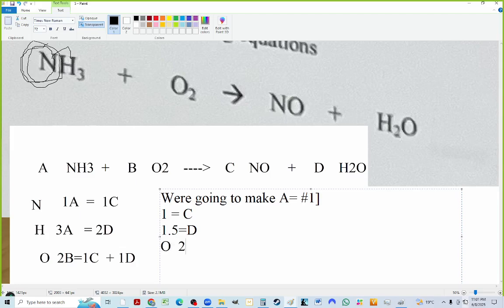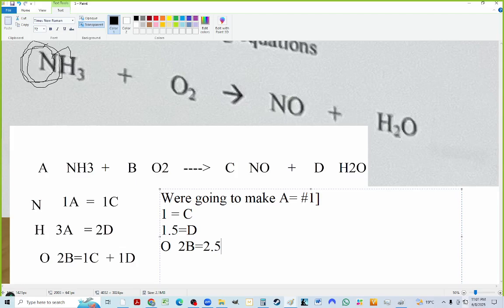I got 2B. I don't have a B letter. 1 times C, but look up above. I figured out what C is. What is C? C is 1. So 1 times 1 is 1, plus 1 times D. I got D is equal to 1.5, right? Okay. So this adds up to 2.5, right?